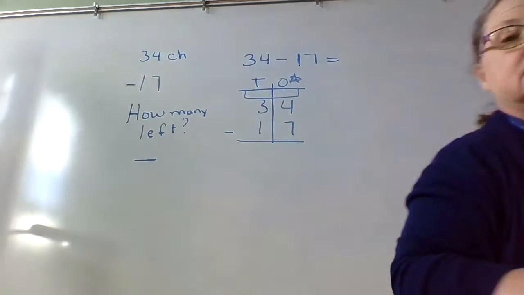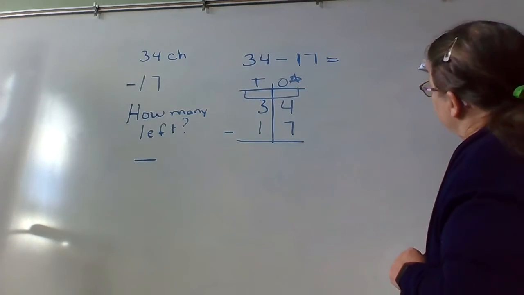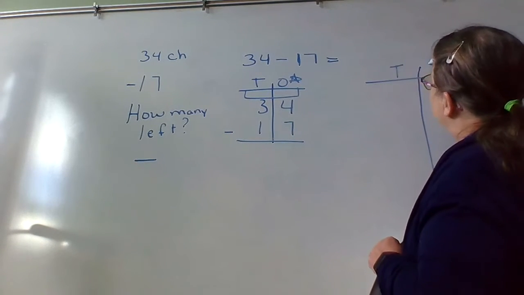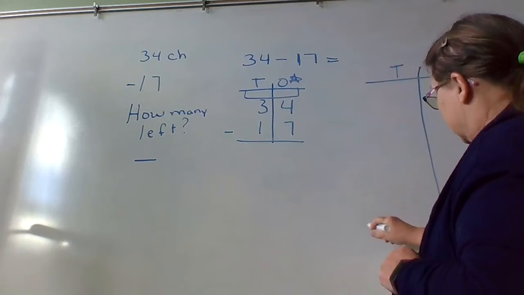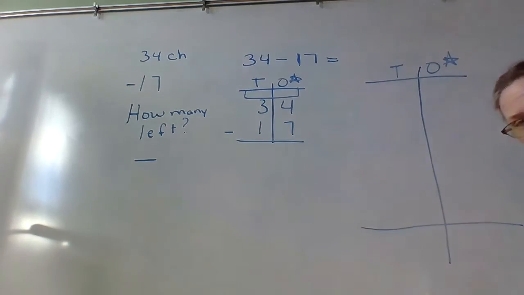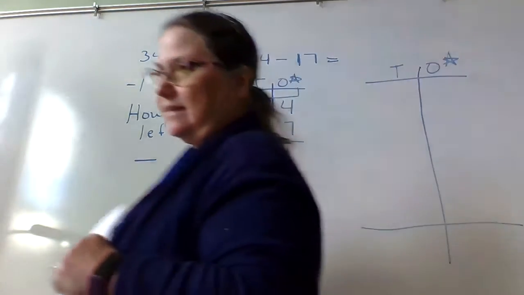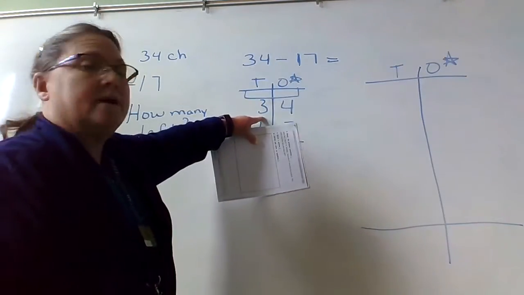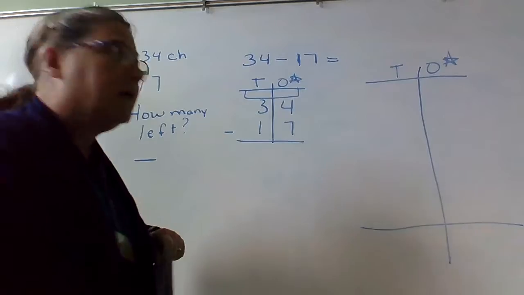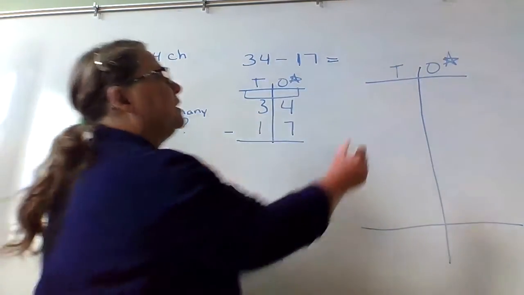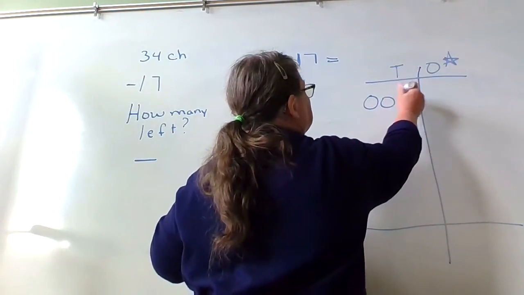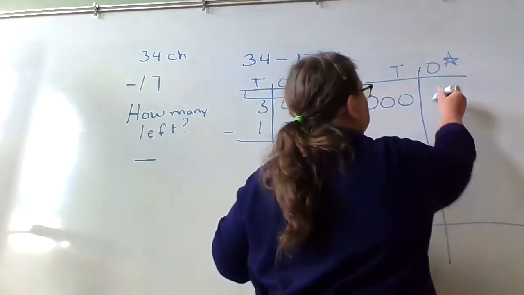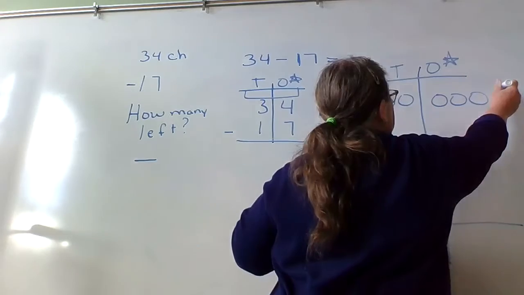Well, now let's make our big work T. Okay, tens, ones, and a star. And we have that line at the bottom. Well, I'm going to work with the number 34. 34, I have 3 tens. 1, 2, 3. I have 4 ones. 1, 2, 3, 4.